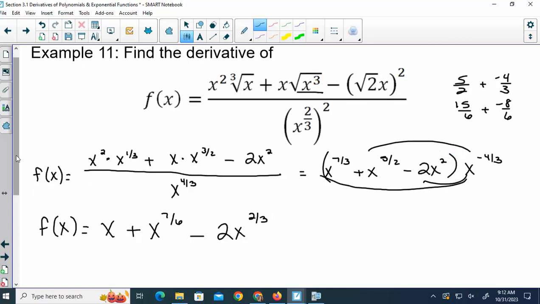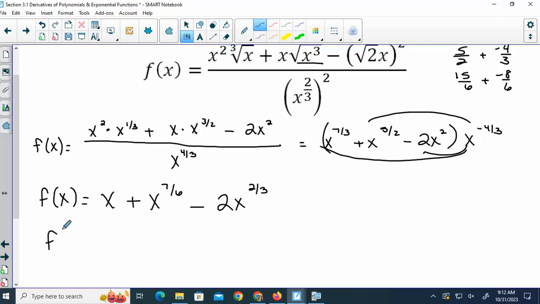So notice how much algebra we did ahead of time, so that now we can do the derivative. The derivative of x is 1. X to the 7 over 6, so that would be 7 sixths x, and if you subtract 1, 7 over 6 minus 1 is 1 over 6. This one, bring down your 2 thirds, so 2 times 2 thirds is 4 thirds x. 2 thirds minus 1, so 2 over 3 minus 3 over 3 would be negative 1 over 3.